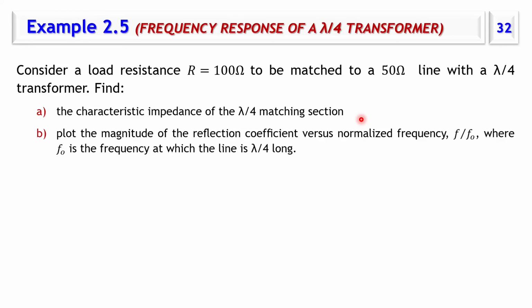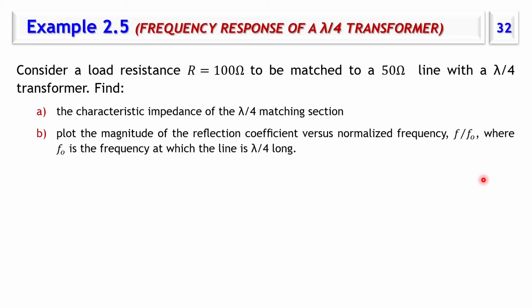So let us apply this on the following example. We consider a resistance of 100 ohm that needs to be matched to a 50 ohm line using a lambda by 4 transformer. Find the characteristic impedance of the lambda by 4 matching section. Plot the magnitude of the reflection coefficient versus the normalized frequency f over f naught.